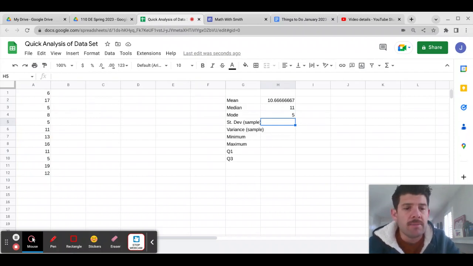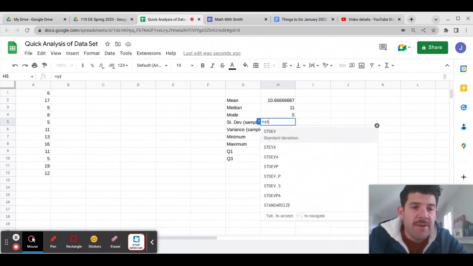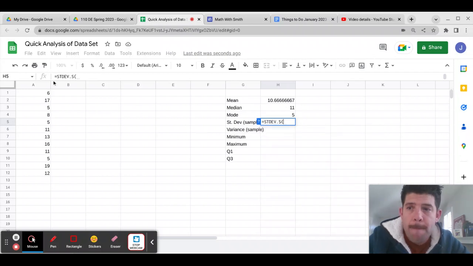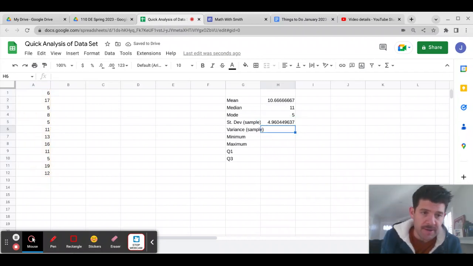Okay, the next one is the standard deviation. And because this is a sample, there are a couple different standard deviation commands. And generally, we're going to use the sample standard deviation. So if I start typing standard deviation or ST, I get a few different commands. And the one you're going to use most often is this one that has .s. And that .s stands for sample. So I'm going to bust that out, highlight my data, close the bracket, and I've got my sample standard deviation.